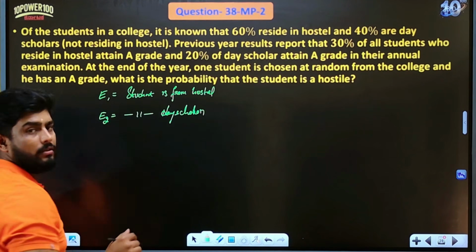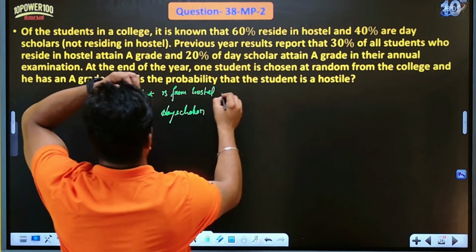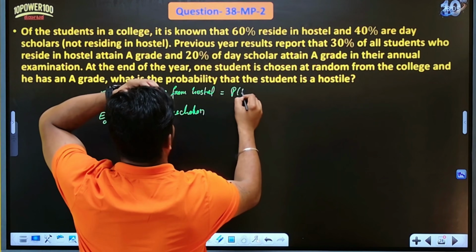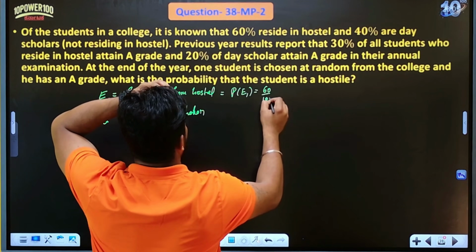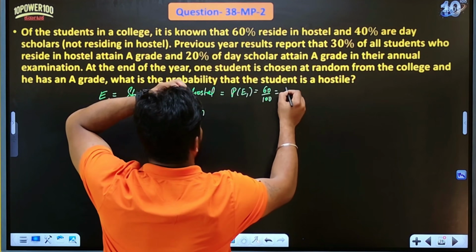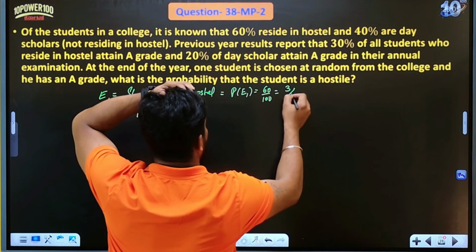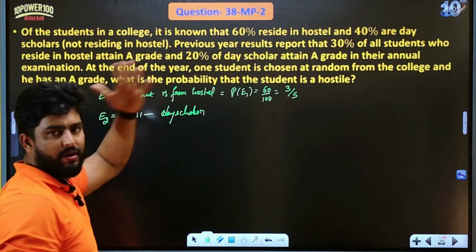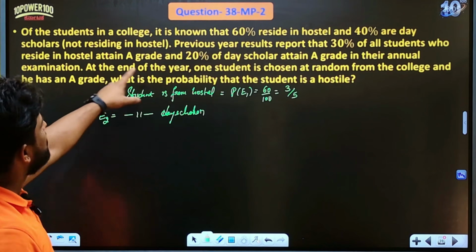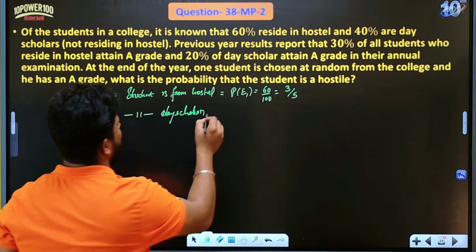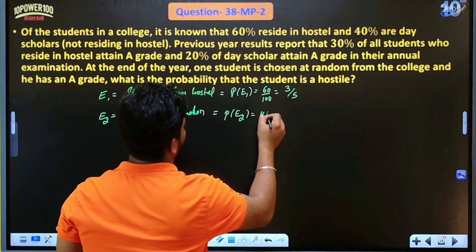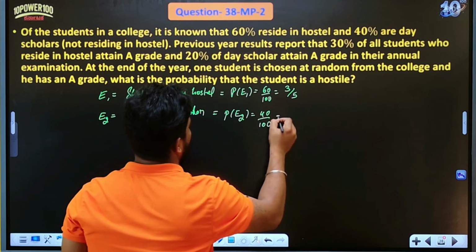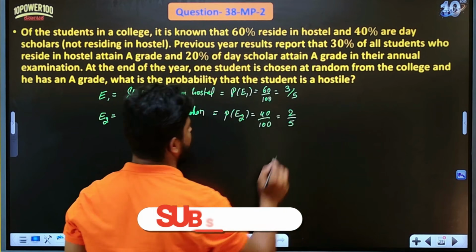Next E2. E2 means student is from day scholars, okay? So percentages are given, so that itself is our probability value. So P of E1 means 60/100, right? 60/100 is nothing but 6/10, that is nothing but 3/5. Okay, so reduce it to lowest form. Next, how many day scholar children? 40%. So P of E2 is 40/100. It is nothing but 2/5.